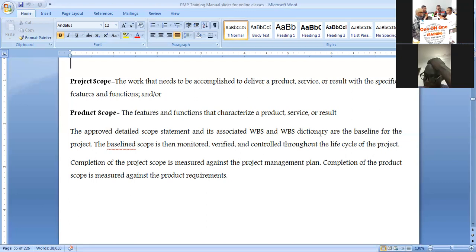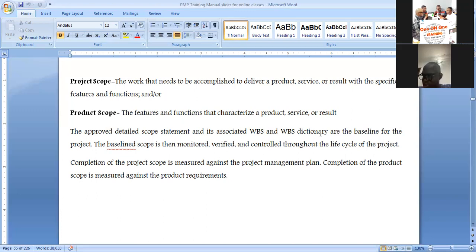Let me take it back again. See it as features. Product scope is the features of the product, or the functionality, or the characteristics.